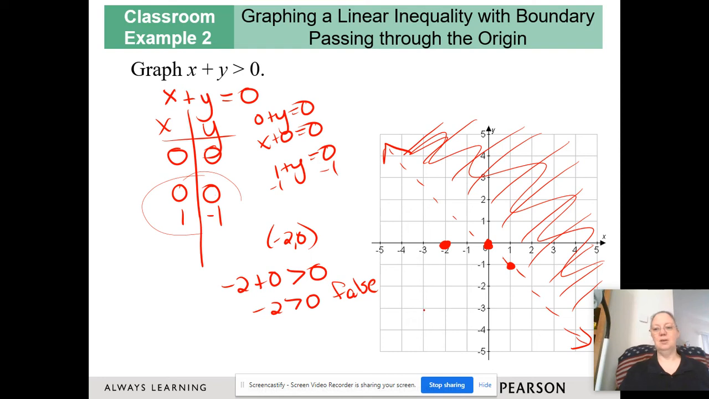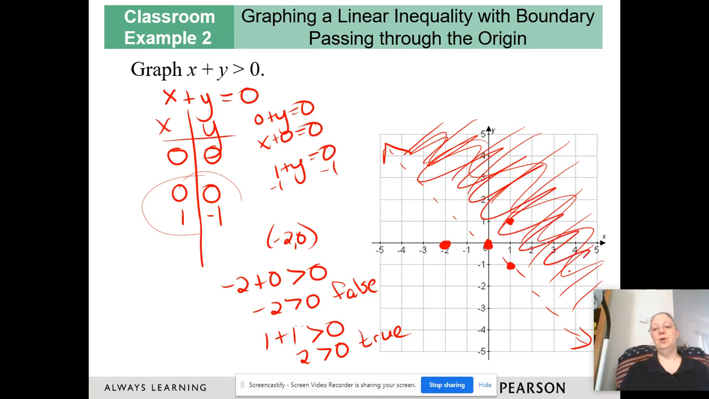Okay, like that. And we can verify it if you want. You don't have to. Let's do maybe 1, 1. So 1 plus 1 is greater than 0, and this is true. So every point over here would satisfy this inequality.